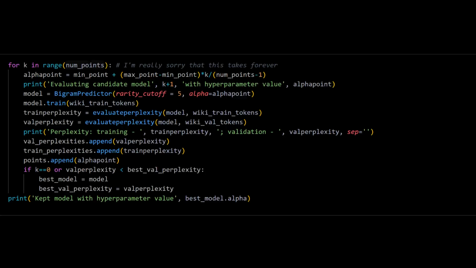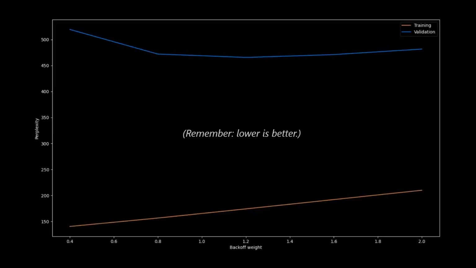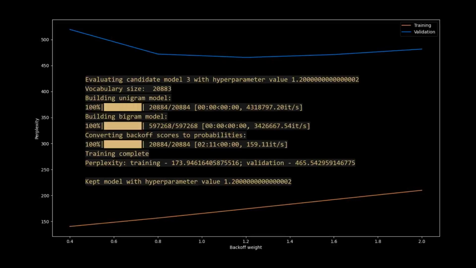I perform a grid search over 5 evenly spaced points in the hyperparameter space. It takes at least 10 minutes. I plot training and validation dataset perplexity relative to the hyperparameter. It looks like our model is having trouble generalizing. In the original paper that pioneers the stupid backoff technique, the authors recommended hyperparameter value of 0.4. We ended up with 1.2, which significantly dilutes the model.